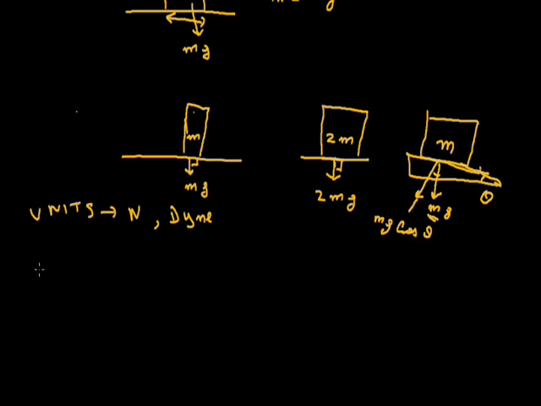Newton is the SI unit and dyne is the CGS unit. What are the dimensions of thrust? The dimension is the same as that of force. Force has dimensions of mass into acceleration. So these are the dimensions of thrust.